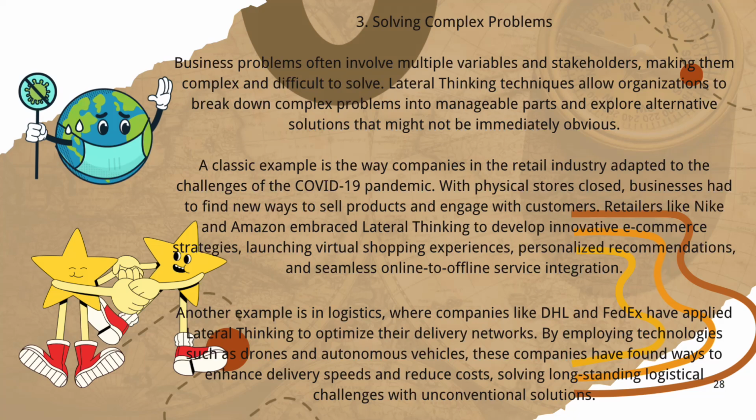Solving complex problems. Business problems often involve multiple variables and stakeholders, making them complex and difficult to solve. Lateral thinking techniques allow organizations to break down complex problems into manageable parts and explore alternative solutions that might not be immediately obvious. A classic example is the way companies in the retail industry adapted to the challenges of the COVID-19 pandemic. With physical stores closed, businesses had to find new ways to sell products and engage with customers.